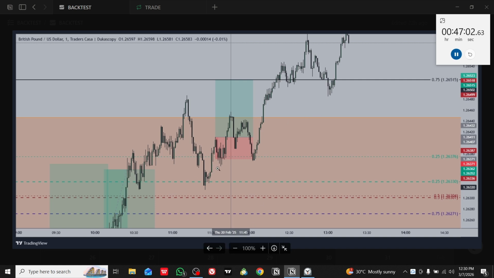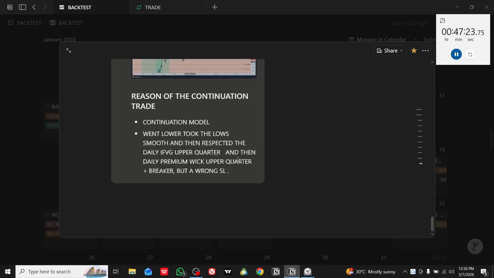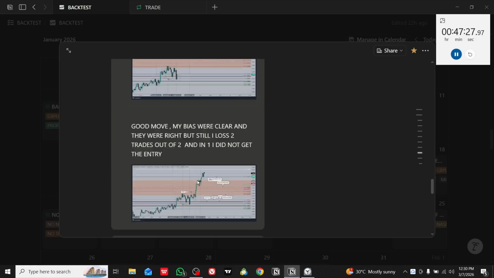On this half, stop loss was wrong. Upper quarter, a bit risky trade. Went lower, took this liquidity, touched the upper quarter break, and we touched it and started going to the upside. Do you want to see more information on why I took this trade?